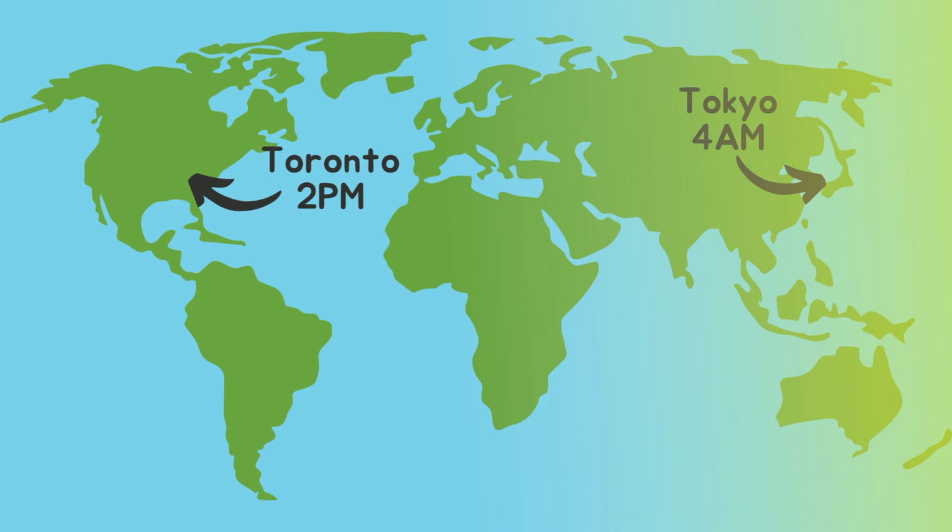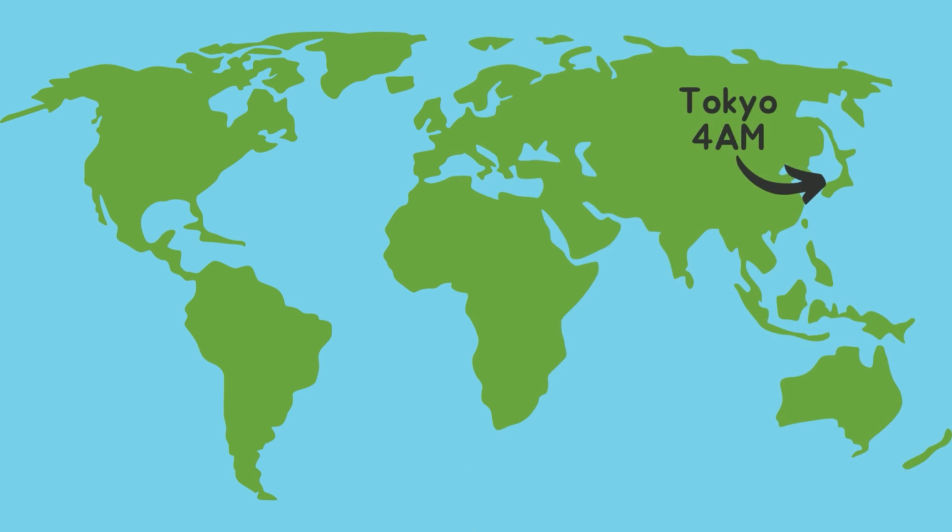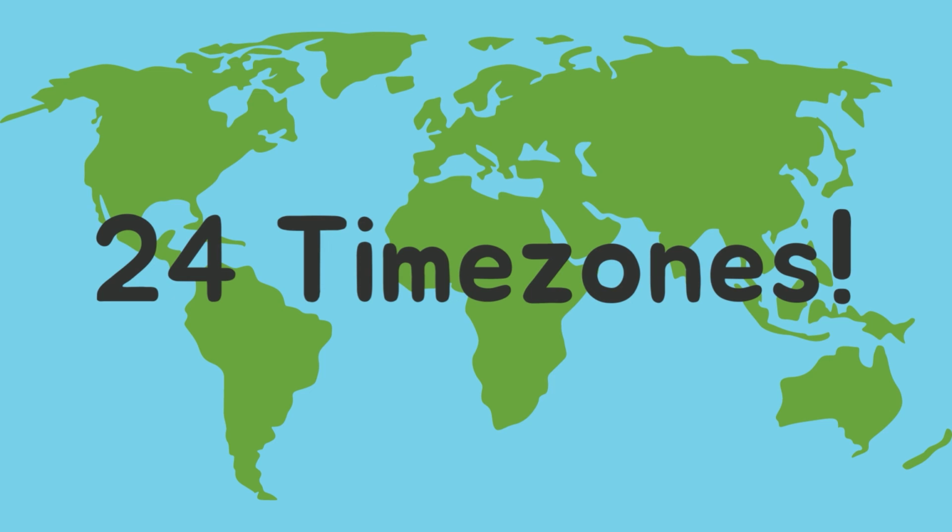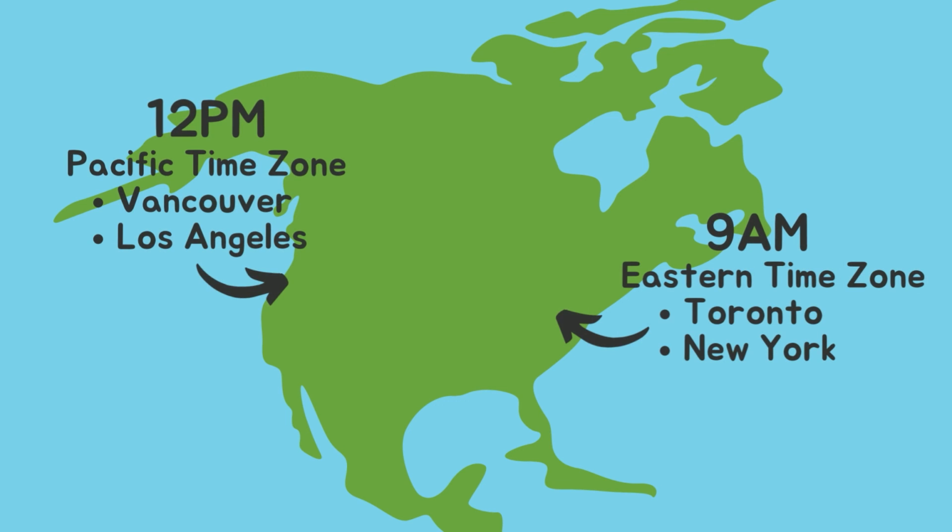A time zone is a large area on Earth where everyone living in that area follows the same time. There are 24 time zones around the Earth. Each of them has unique names such as the North American Eastern Time Zone and the Pacific Standard Time Zone. The Eastern Time Zone consists of cities such as New York City and Toronto. The Pacific Time Zone consists of cities such as Vancouver and Los Angeles.